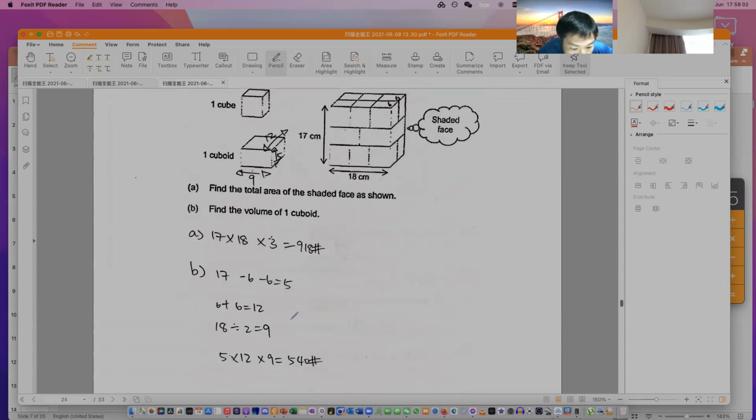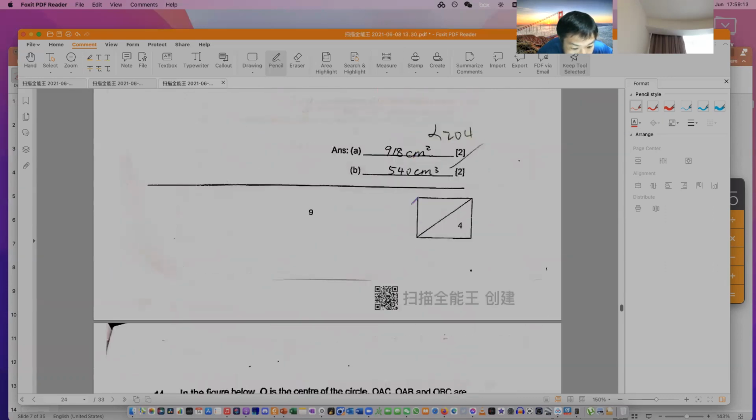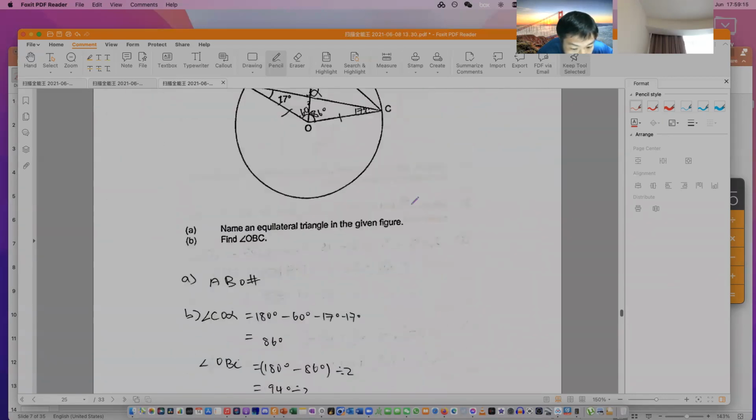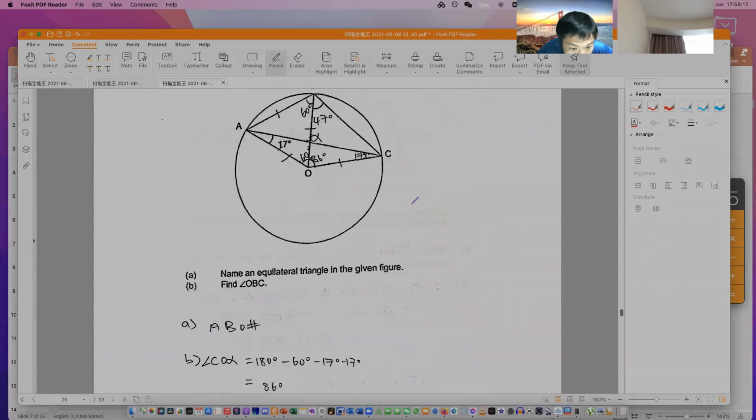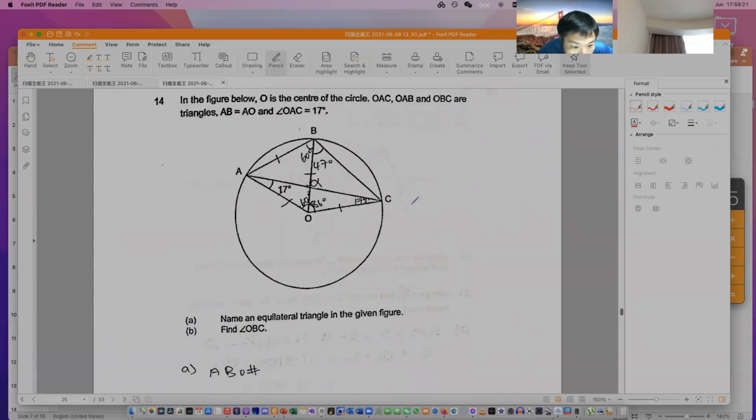Okay, 13. Question 13, very similar question. We have practiced before. Question 14. Okay, good.